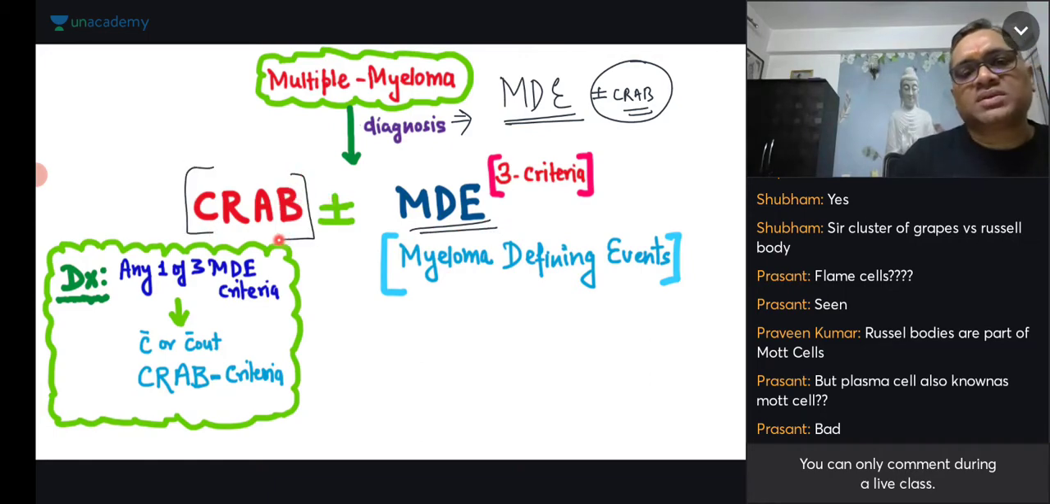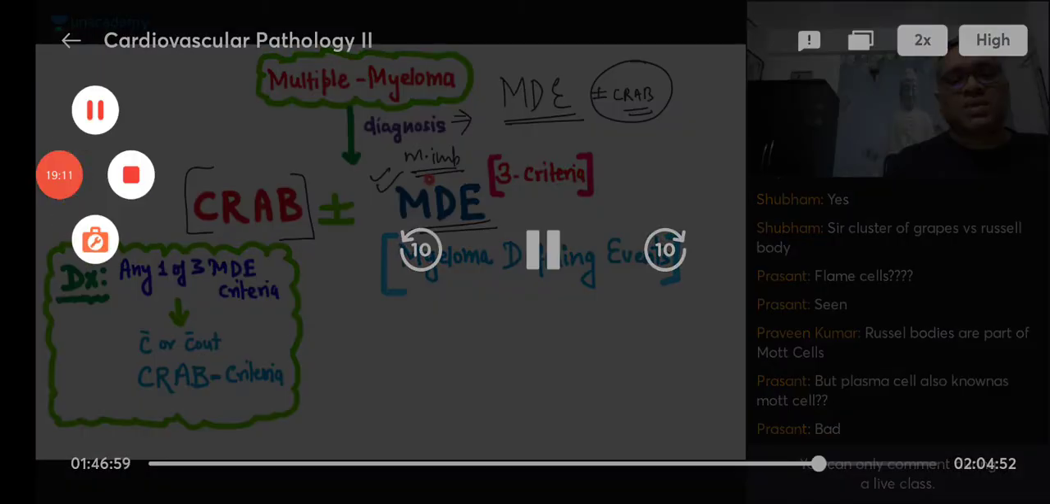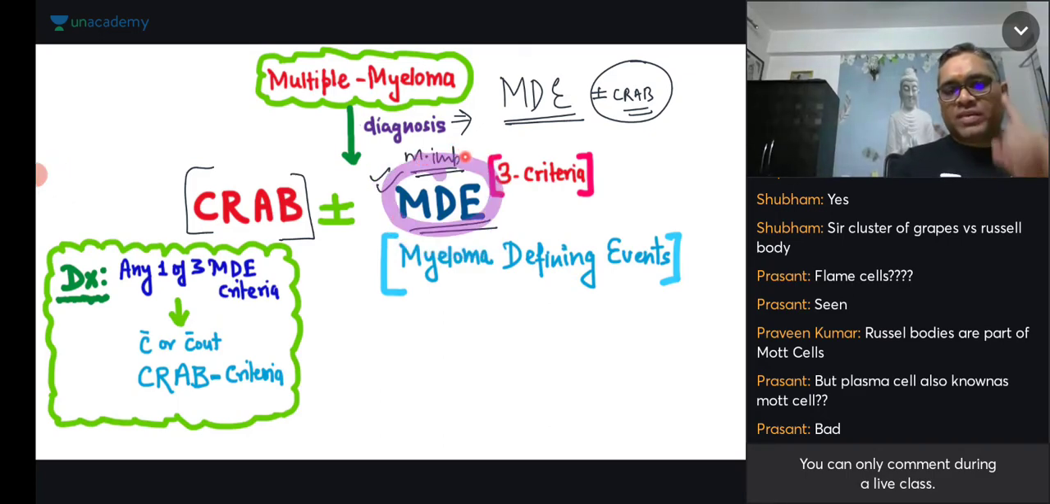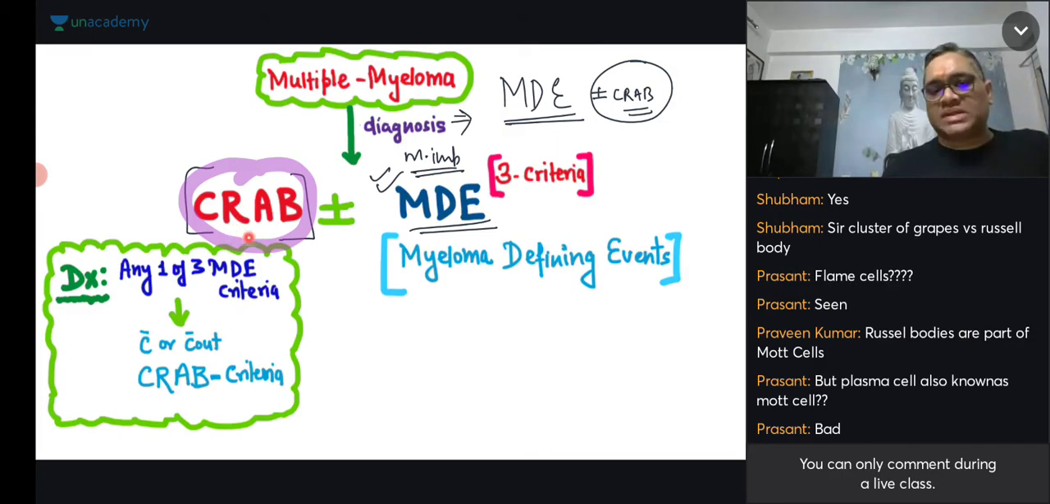I'm just making it in the bracket. This is the most important criteria. Right? So how are you going to give the diagnosis of multiple myeloma? Diagnosis is given on the basis of myeloma defining events. MDE means myeloma defining events should be present. Right? It should be present. Plus minus CRAP criteria can be also present or may not be present. Right? So that is what we have to remember.